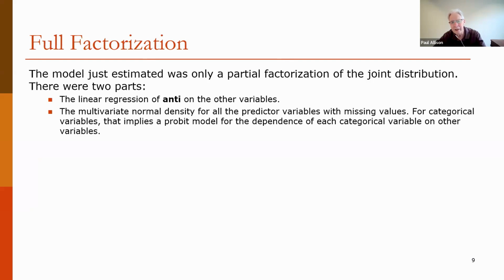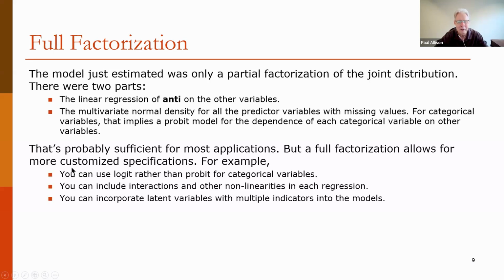Now, the last thing I want to demonstrate or talk about is full factorization. The model that we were just looking at was only a partial factorization of the joint distribution, and there were two parts. One was the linear regression of anti on all of the other variables. The other part was a multivariate normal density for all the predictor variables with missing data. And as I said, for categorical variables, that implies a probit model for the dependence of each categorical variable on the other variables. Okay, and that's probably good enough, but we can do better, possibly.